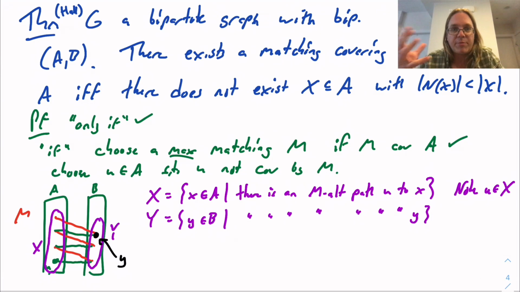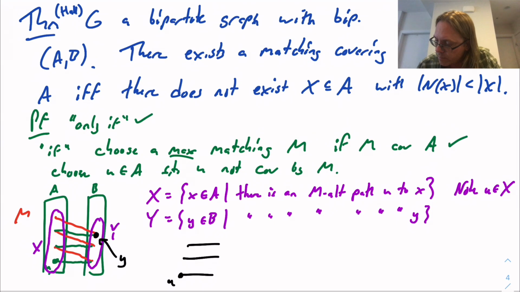I'm just going to call that path P for the moment just to get a grip on it. So there's some little path P. In fact, maybe I'll just draw it over here without quite so much stuff around. So there's my path. It's an M alternating path that starts at U and ends at Y.